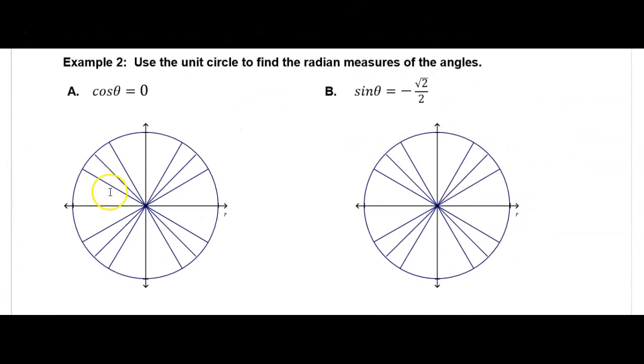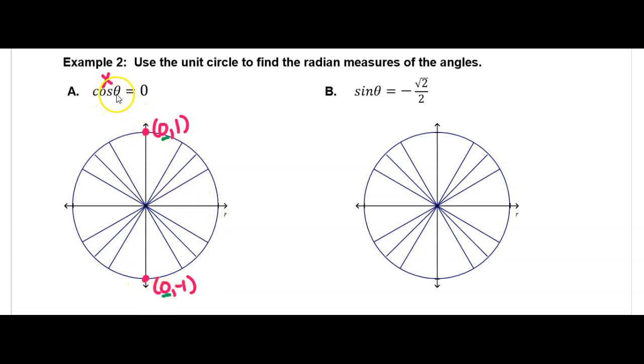All right, so example 2 says use the unit circle to find radian measures of each of the angles. So where is cosine equal to 0? Remember, cosine is our x. So where is x equal to 0? Well, x is going to be equal to 0 up here at 90 degrees or (0, 1). And x is also going to be equal to 0 at the coordinates (0, -1). So we can see our x value is 0, our cosine value is 0 at both of these locations.